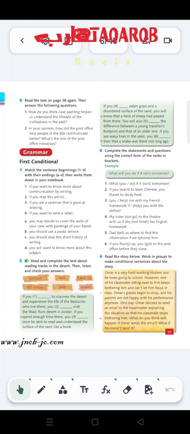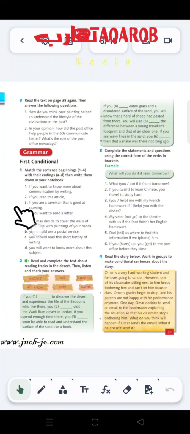So after we have discussed the first conditional, we're going to answer the questions in the book, page 39, the student's book. So 1, this is the first question. Match the sentence beginnings 1 to 4 with their endings A to D. Then write them down in your notebook.